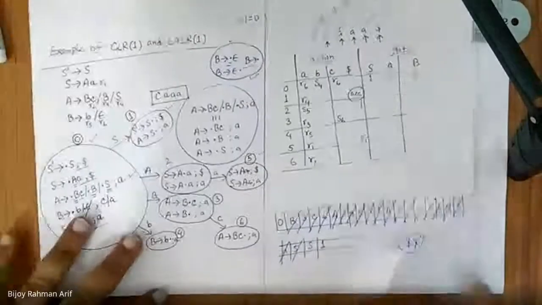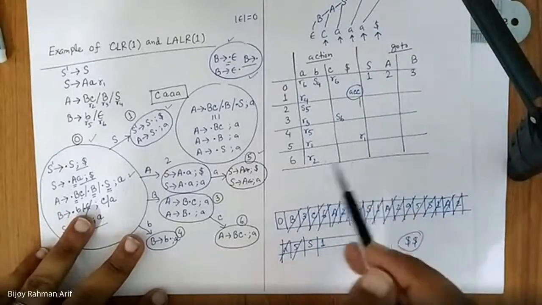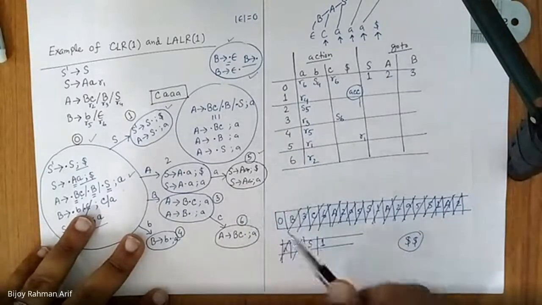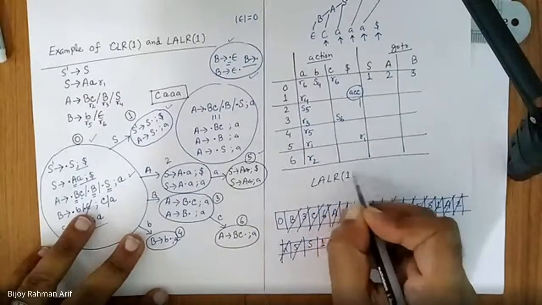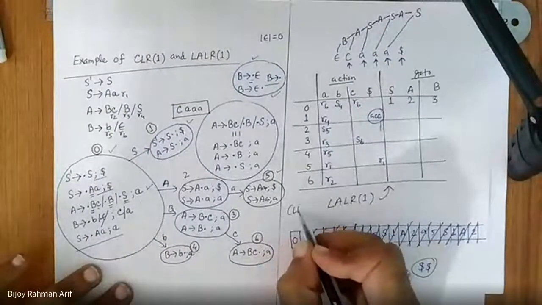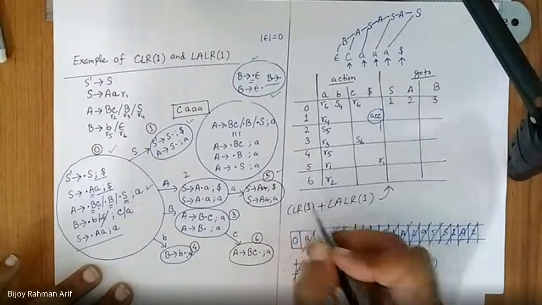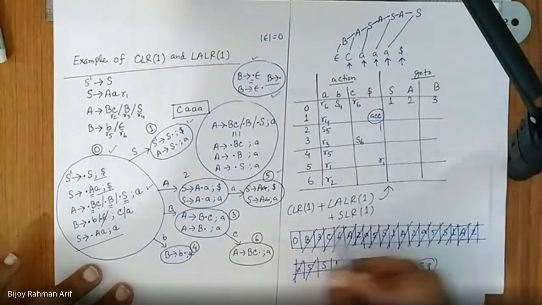Yes, sir. Okay. And another thing is, as the number of states in CLR1 and the number of states in SLR1 are same, it is also LALR1. Nothing too much. It is also LALR1. So it is CLR1 plus LALR1 plus SLR1, all three are the same.